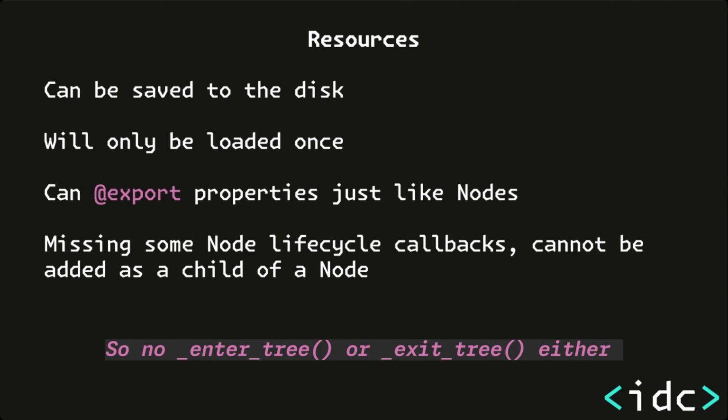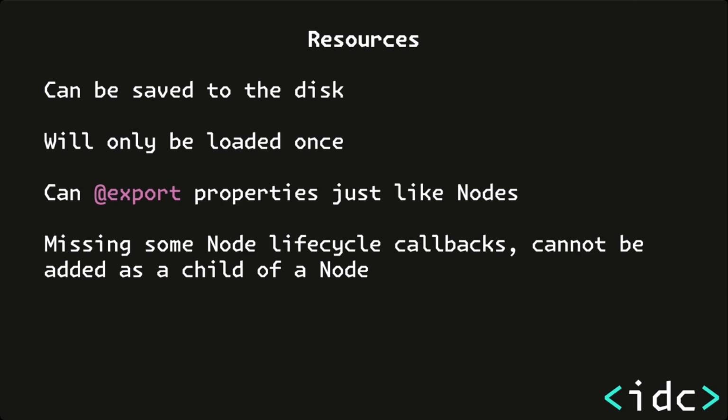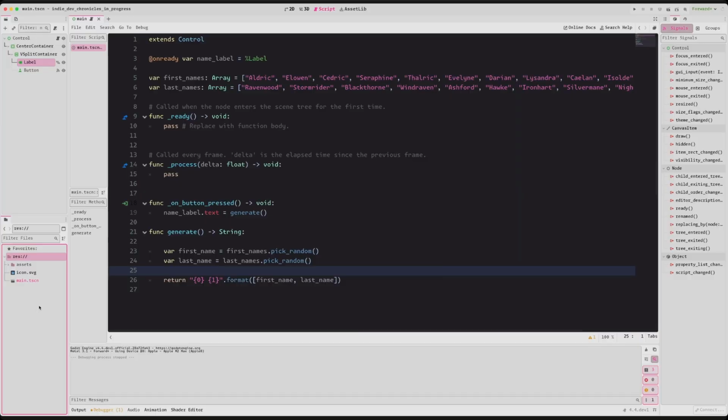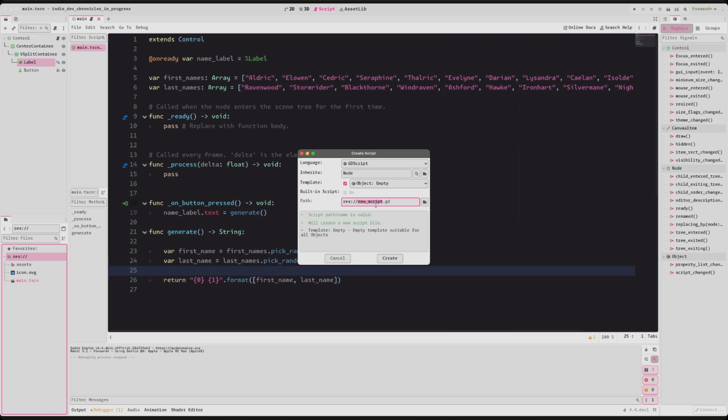So what we're going to do with a resource is we're going to basically take those arrays of first names and last names and store them in a nice resource where they can be edited and referenced in the Godot IDE without digging into code. So let's see that now. We're back in Godot, and the first thing we're going to do is we're going to create a new script. We're going to call it name definition.